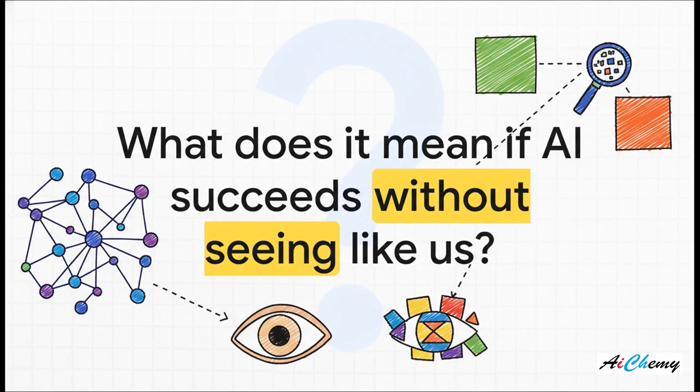And that leaves us with this really big, fascinating question. I mean, if an AI can become a master at a task, even better than a human, without seeing the world the way we do, what does that really mean for the future of intelligence? It seems we're not just building a machine that thinks like us, only faster. We're actually creating a powerful, and maybe a fundamentally alien, new kind of mind.